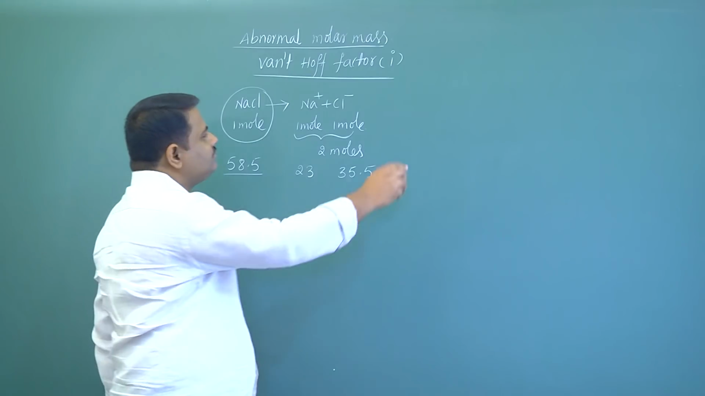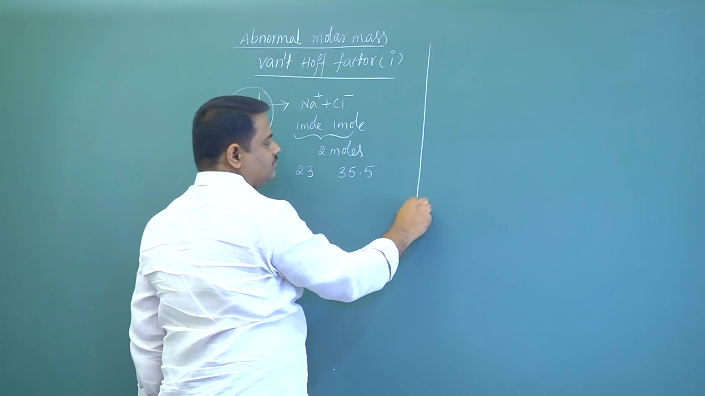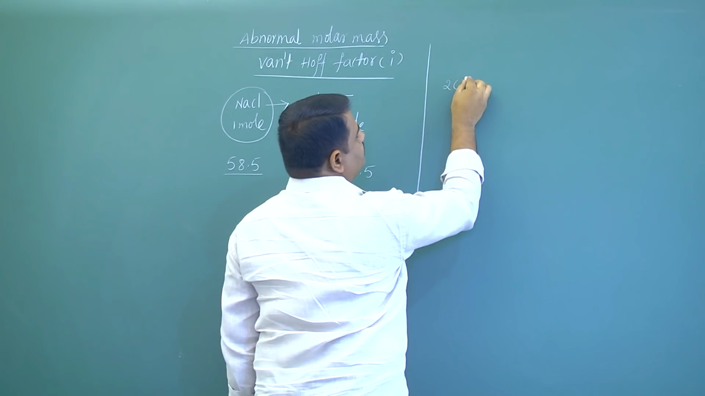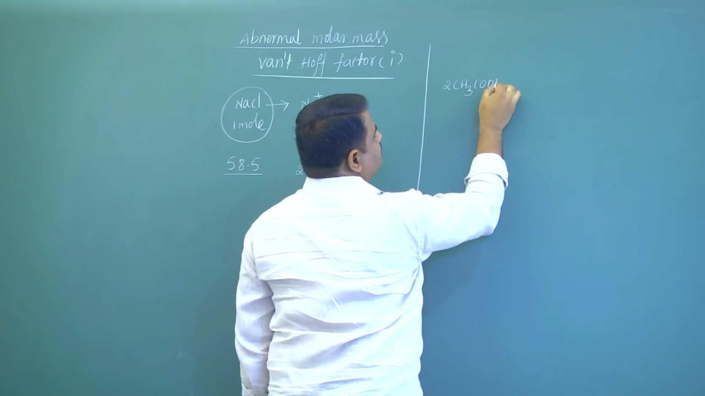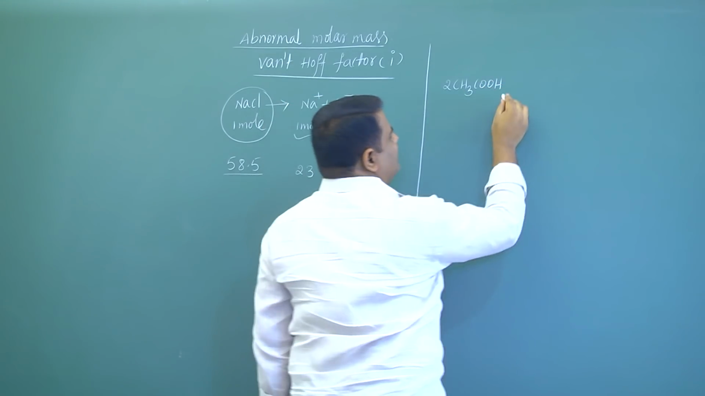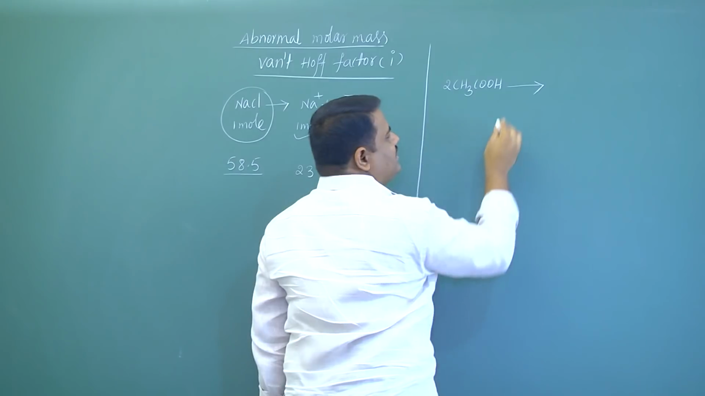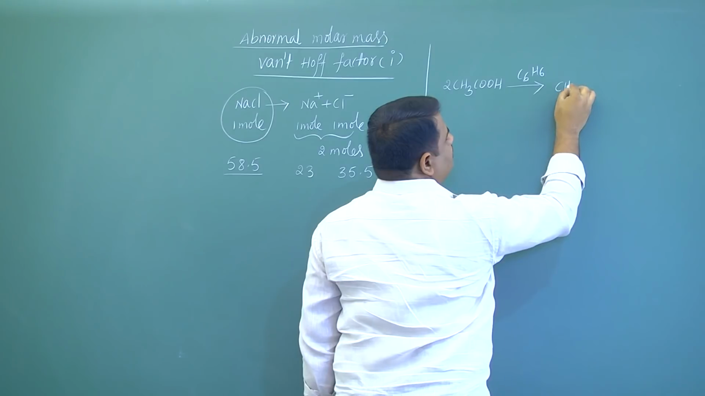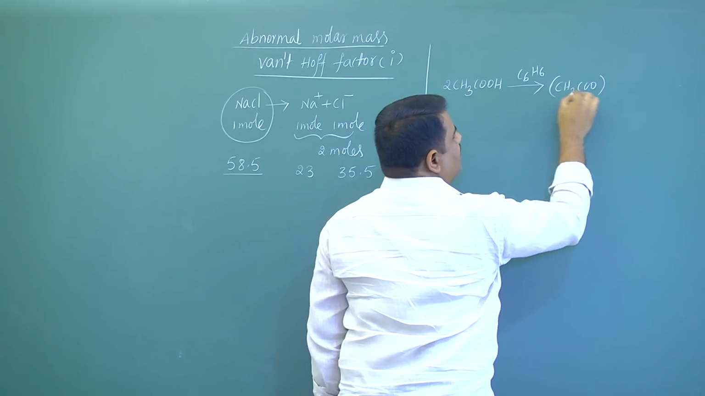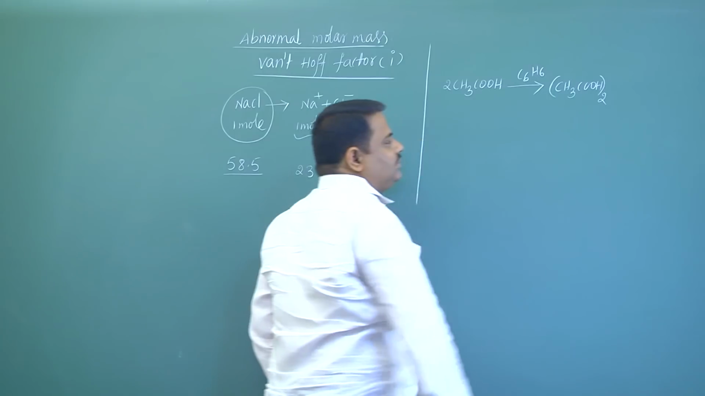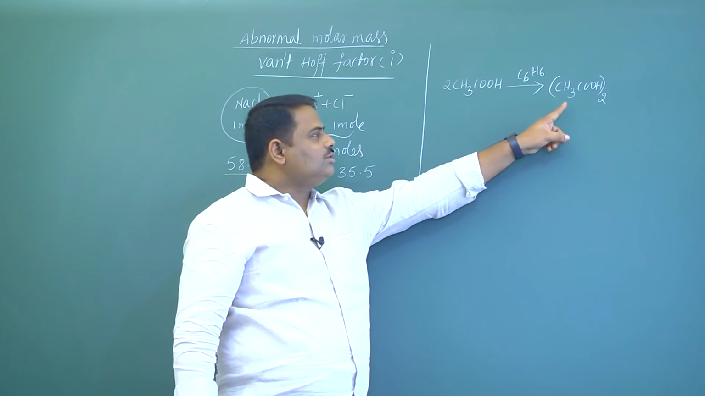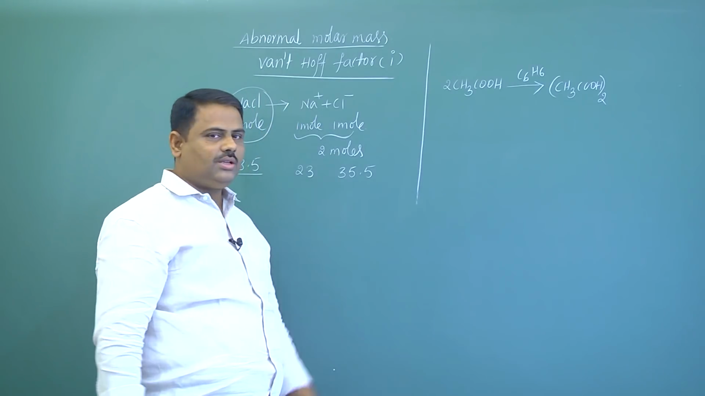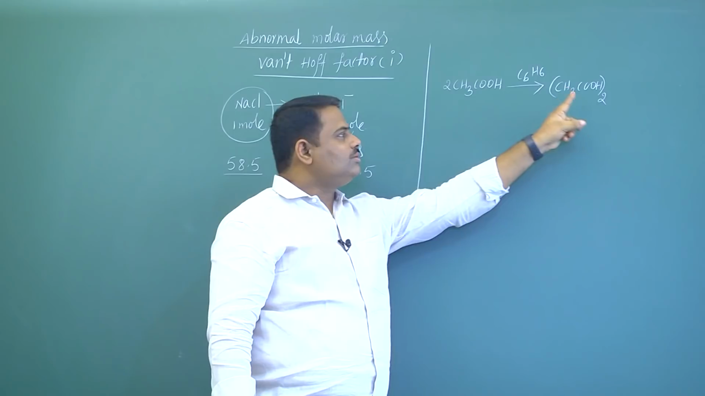Now, come to another example. For example, 2 moles of acetic acid is added to benzene, then this acetic acid undergoes dimerization. That means this is called association. This is during dissociation and this is during association.